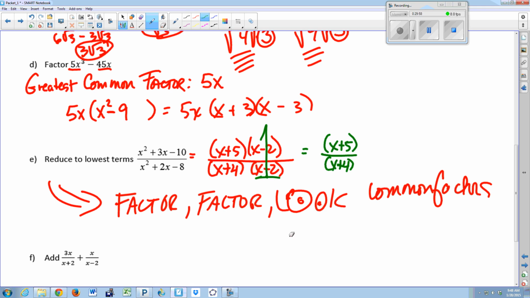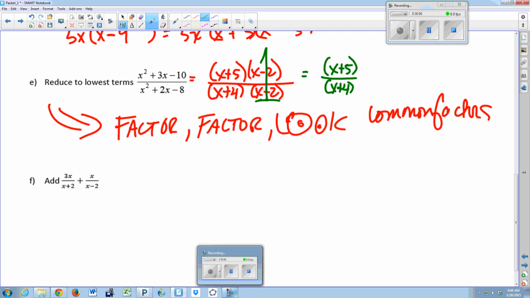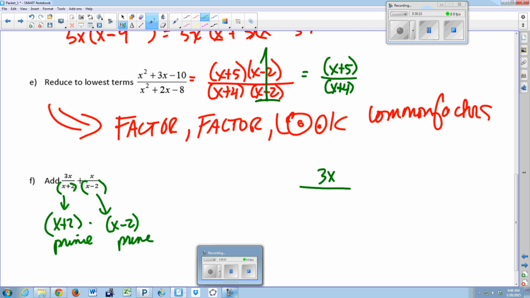And then finally, to add any kind of fractions, what must be true? The denominators have to be the same. This first denominator, x plus 2, cannot be factored. It's what we call prime. This second denominator is prime. So to get the multiple, in this case, you just multiply them together. Now we have to take each fraction and change it to an equivalent fraction that has x plus 2 and x minus 2 in the denominator.